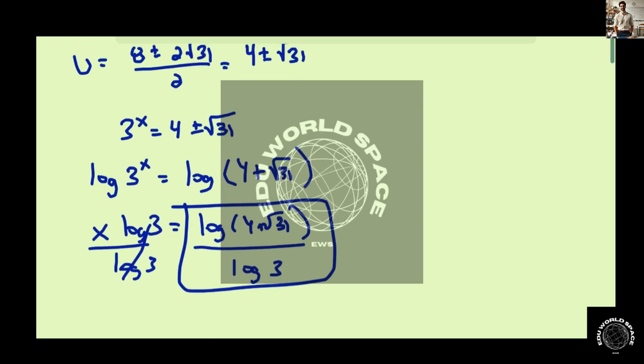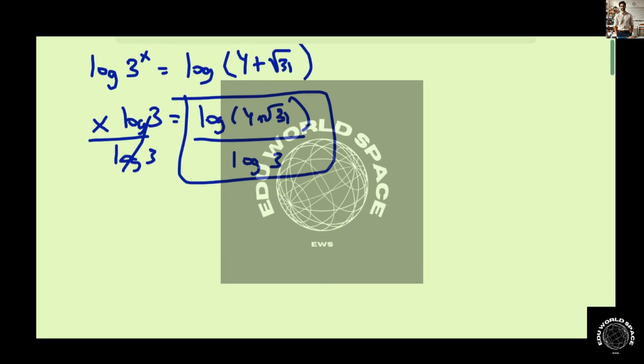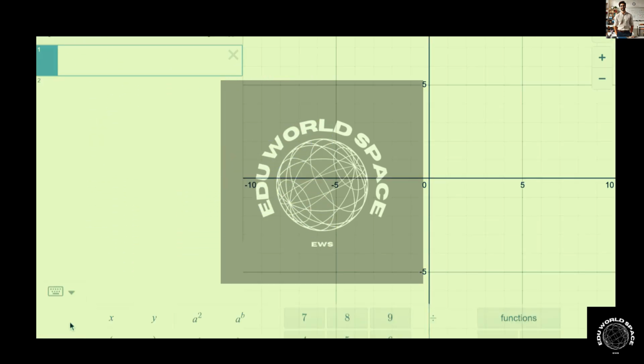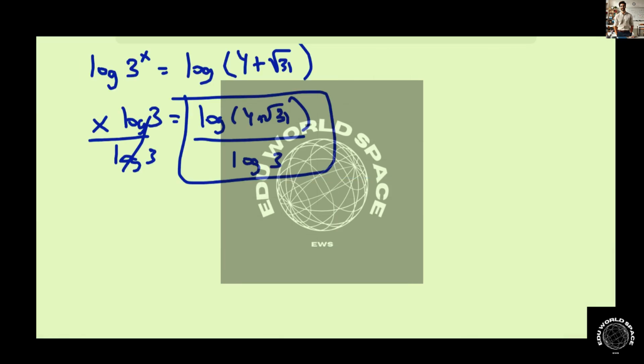We are only going to do the positive one because if we were to do the negative one, we would get a negative value. Square root 31 is bigger than 4, so that would be negative, and therefore we would be doing the logarithm of a negative number, which is not possible, so just the plus. To 2 decimal places, log of 4 plus square root 31 over log of 3 is 2.06.